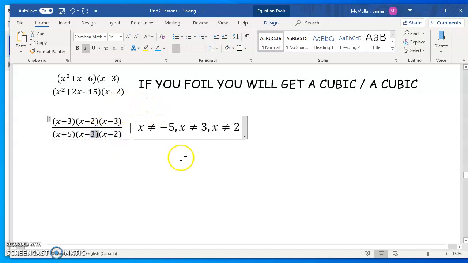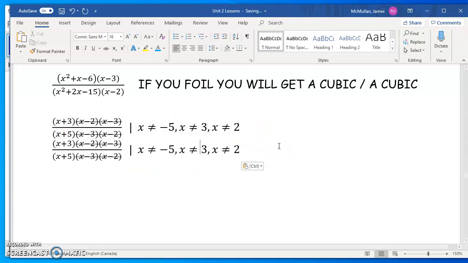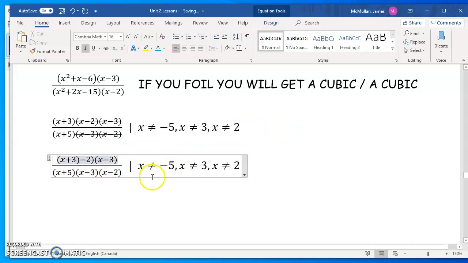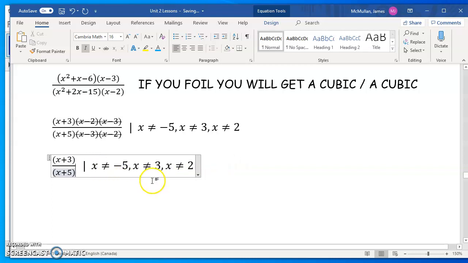So you go here, the x minus 3, you can strike that one. The x minus 3 here you can strike. And then the x minus 2 you can strike, and same with this x minus 2. So all of this can be canceled, and you end up with a very simple expression, which is just x plus 3 over x plus 5, right? Again, it might be worth graphing this one just to show you how this worked. So you end up with that. There's your final answer right here.